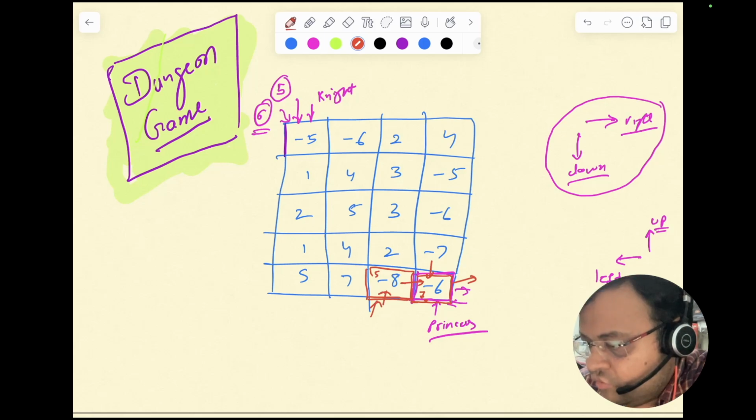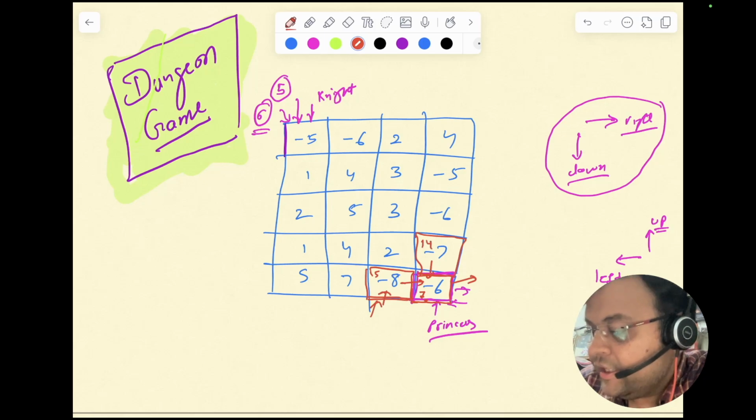But now assume he comes from this path, right? If he comes from this room, how much points does he need here? That will be 7 plus 7, that is 14, right? 14 points he requires.